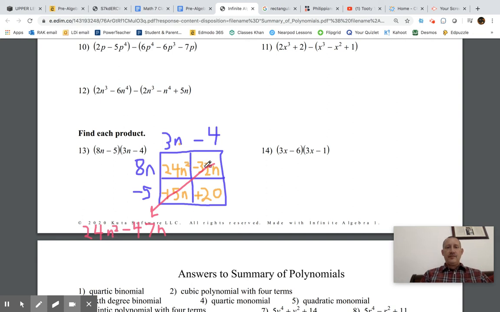I'm just adding each of these squares. I'm just writing this square plus this square plus that square plus that square. But since these are like terms, I can add them together. That makes 3 terms. And then the 20 I'm going to put last because it doesn't have an n.